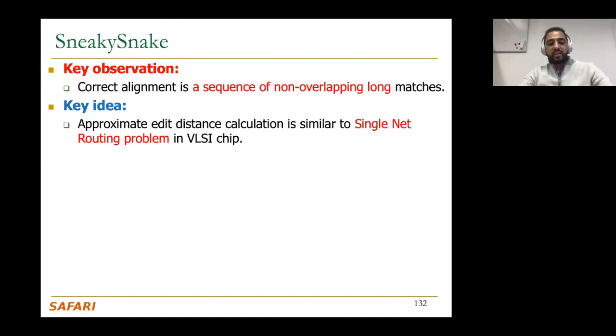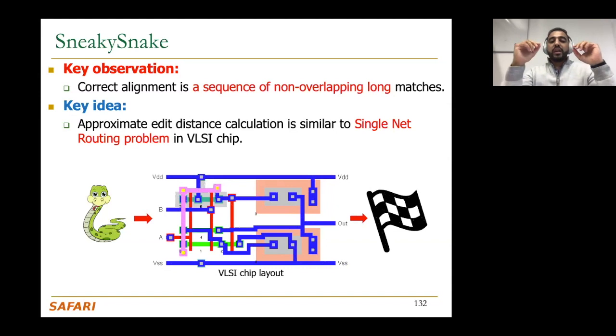So we map the problem from string matching to the single net routing problem. What do I mean by single net routing problem, which we use in VLSI chips? Once you design a chip, you have some modules inside the system on chip, and you would like to connect them, for example, to VDD or to ground, or to an input that might connect all these submodules together, or an input that passes from here all the way to this pin in the chip.